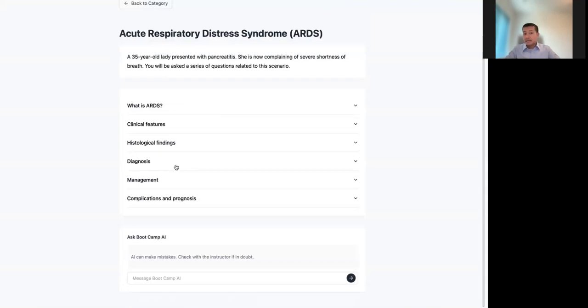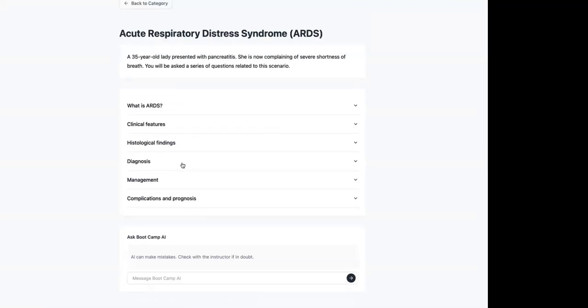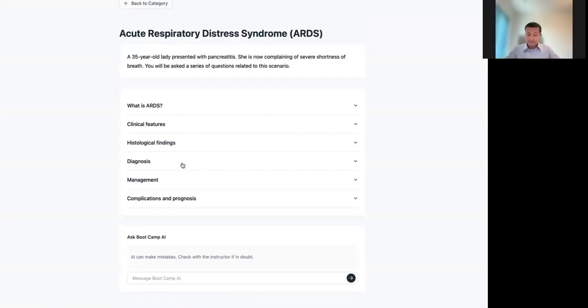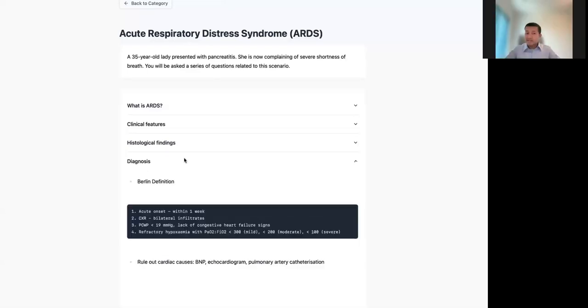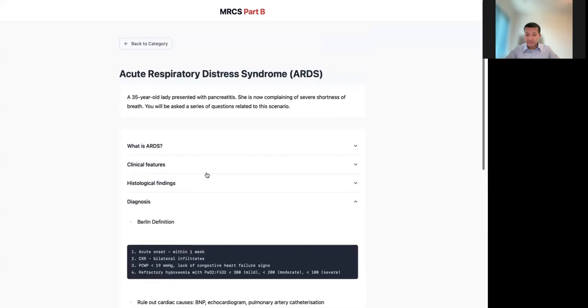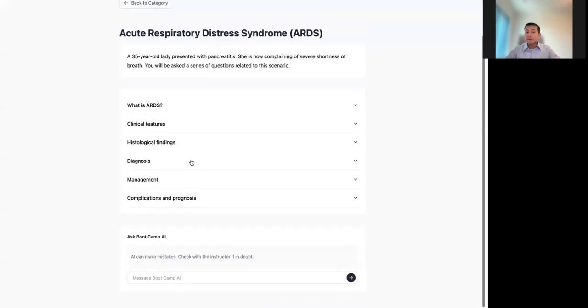How are you going to diagnose the ARDS? By using the Berlin criteria. It has to be acute onset, less than 1 week. Chest X-ray needs to show bilateral infiltrates, a pulmonary capillary wedge pressure of less than 19, and a refractory hypoxemia, PaO2 to FiO2 ratio of less than 300, I think. Usually it is not enough for you to just know this one. So what we're going to do is go through one by one.